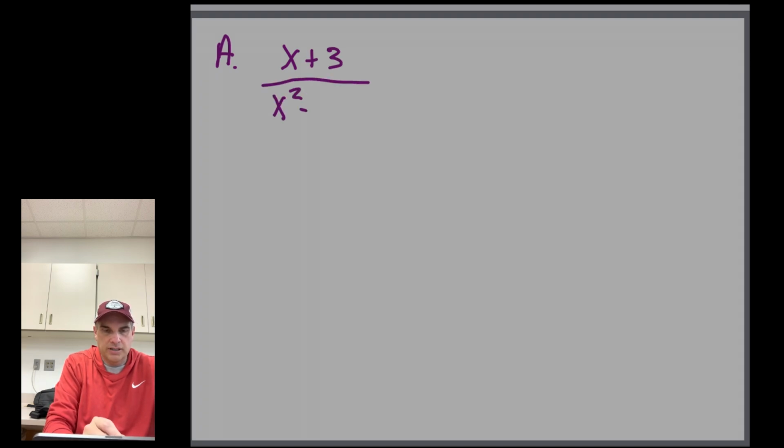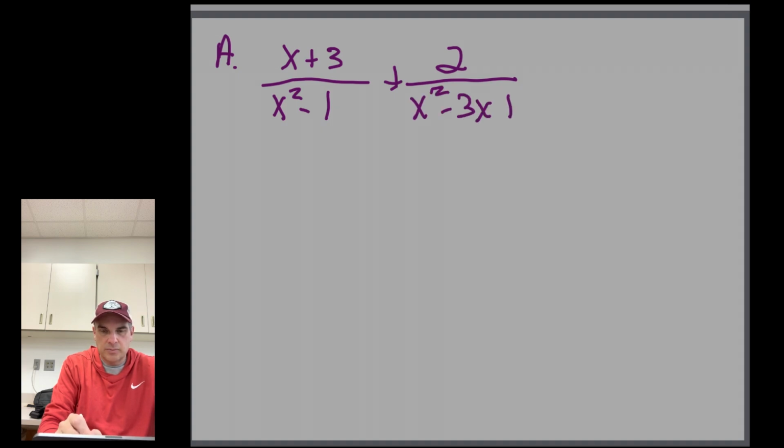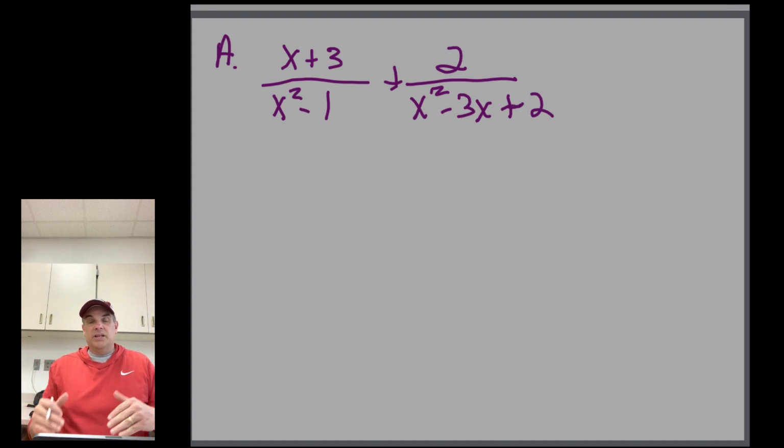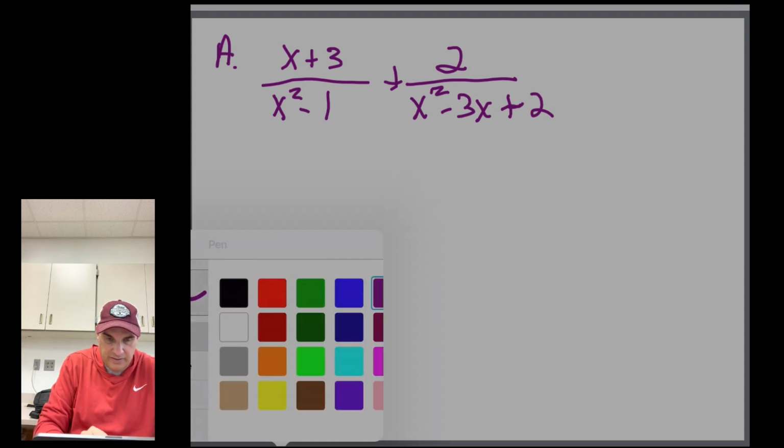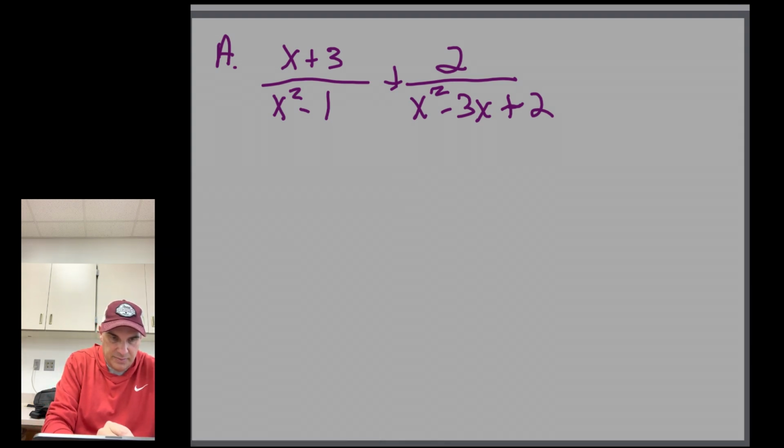Okay, so let's just look at an example. Let's go with x plus 3 over x squared minus 1 plus 2 over x squared minus 3x plus 2. So we've got to find that common denominator, which is the least common multiple. That's the first thing I'm going to do. We've got to find that LCM, and that LCM is going to be my new denominator. So let's find the LCM.